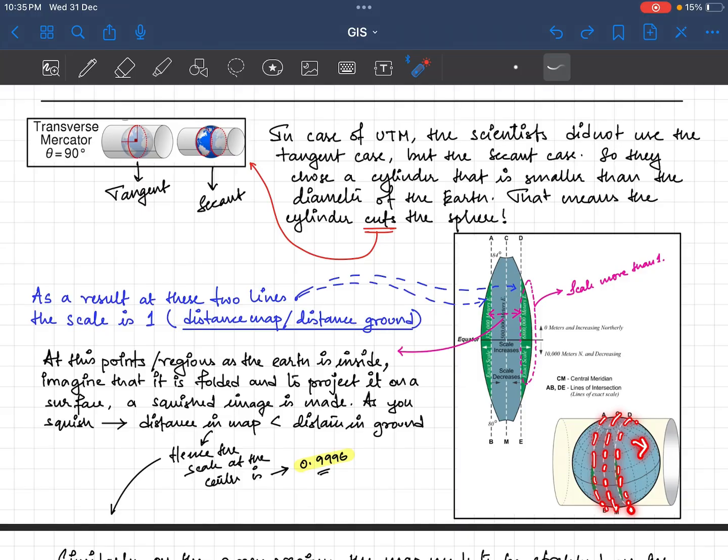So which are the points where distance is most accurate on the flat map in comparison to the spherical globe? These points will lie on this A to B line and D to E line. So the scale of distance mapping, that is the distance on the map to the distance on the ground, is 1 here. Okay.